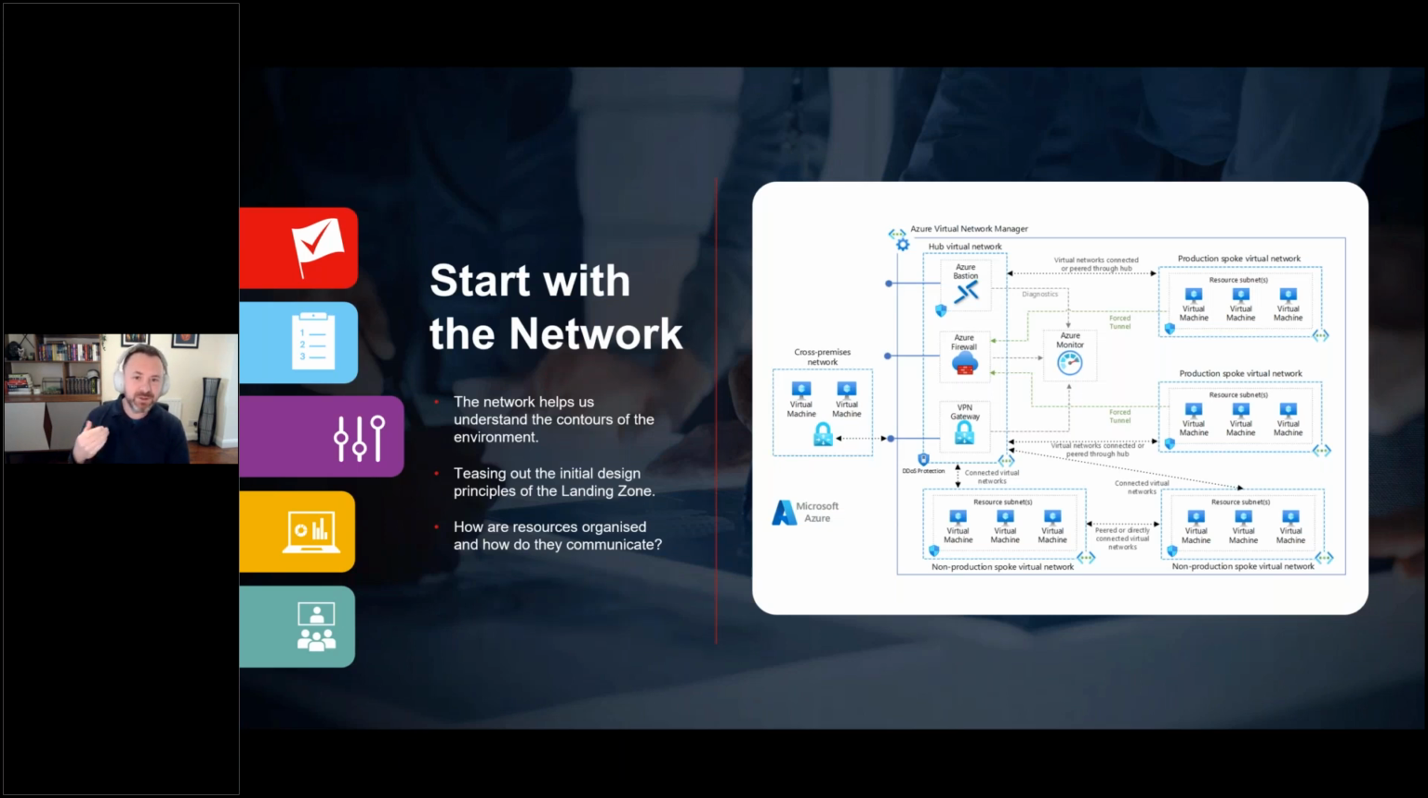Well, I like to start my assessments by understanding the contours of the estate. I see this as a teasing out of the initial design principles behind their landing zone deployment. And so I'm going to ask myself, what does the network look like? Where are the points of ingress and egress? How is traffic filtered? How are resources organized? How do they interact? How are they governed? This is going to give me a really good topological view of their estate, and that's going to carry me through the rest of the assessment.